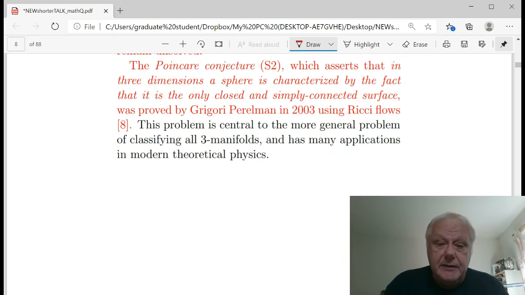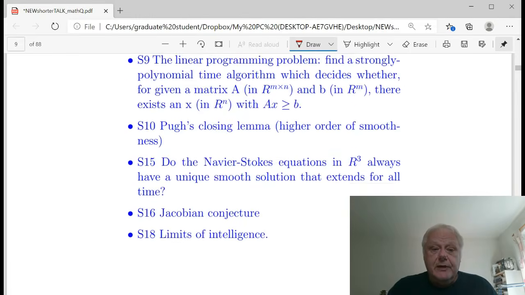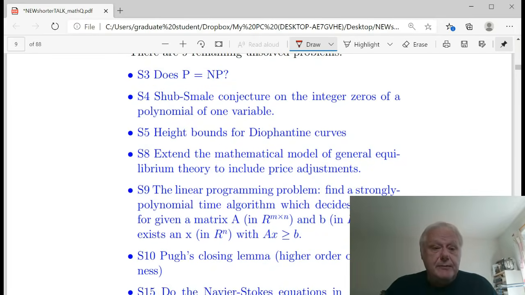And this is an area of mathematics that now is very topical. Here are the list of unsolved problems. P equals NP, I'll talk about that in a second. S4, you can see the designation. S is Smale's list, problem 5, and so on. This problem here, S8, is basically putting financial mathematics on a well-posed, rigorous mathematical basis.